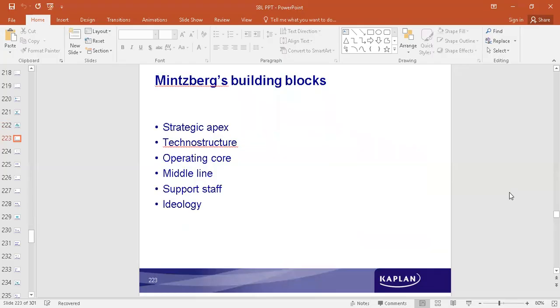Then Mintzberg's model of organization structure talks about 6 building blocks. At the top, we have the ideology. Then we have the strategic apex. In the middle, the middle line supported by the support staff and the techno structure. And at the bottom, the base, we have the operating core.